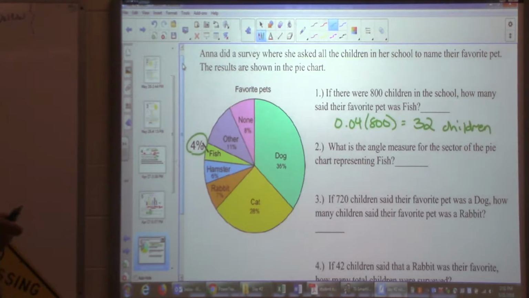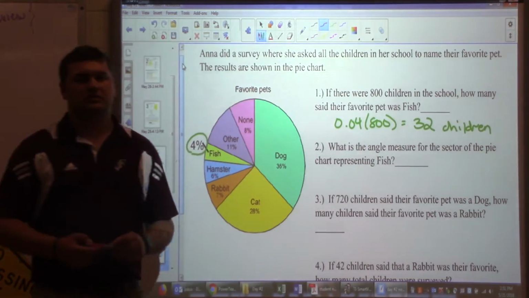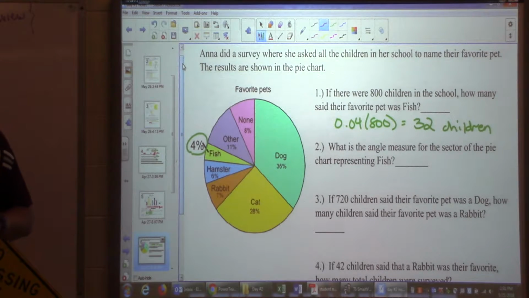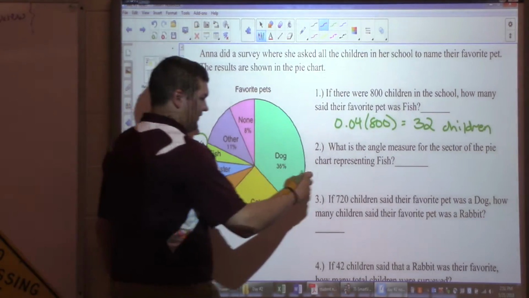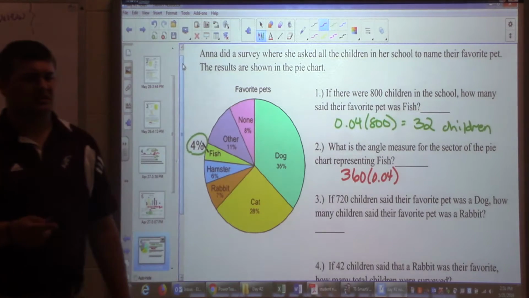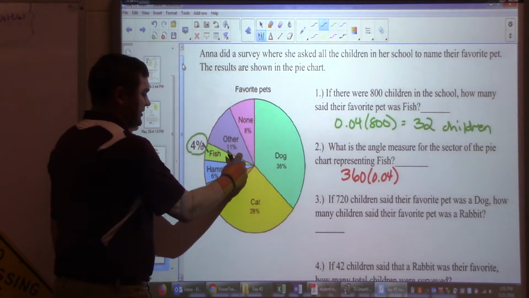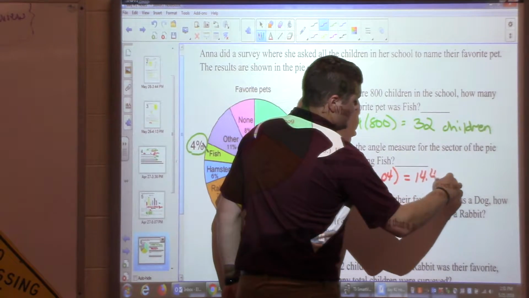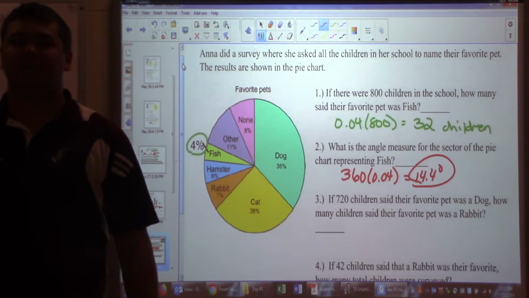Awesome. Part B. What is the angle measure for the sector of the pie representing fish? So how many degrees is that piece of pie? Jalen? We could do 360 multiplied by 0.04. Perfect. We're going to multiply 360 times 0.04. Why'd you pick 360? Because that's the amount of degrees there are in a circle. So if 4% of the circle is taken up by the fish, multiply 360 by it, we should get, I believe, 14.4 degrees if my mental math is correct. Yes. Awesome. You're getting pretty good at this.